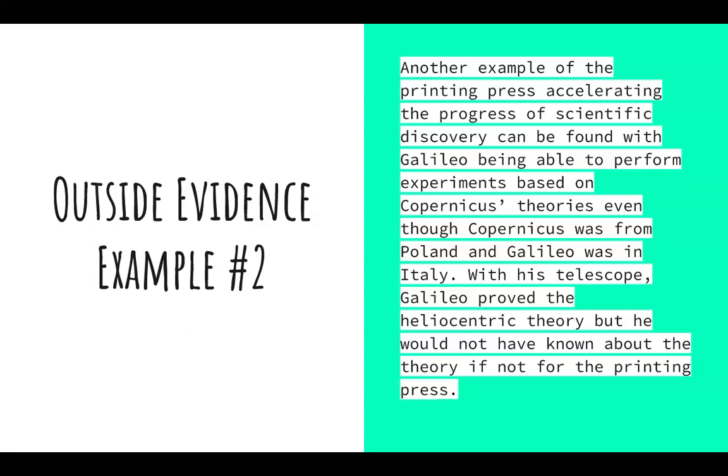Another example of the printing press accelerating the progress of scientific discovery can be found with Galileo being able to perform experiments based on Copernicus's theories, even though Copernicus was from Poland and Galileo was in Italy. With his telescope, Galileo proved the heliocentric theory, but he would not have known about the theory if not for the printing press. So it's another outside evidence with substance, which is what you want to make sure you give. Not just name drop, but give a little bit more. I want to show that I know what I'm talking about.